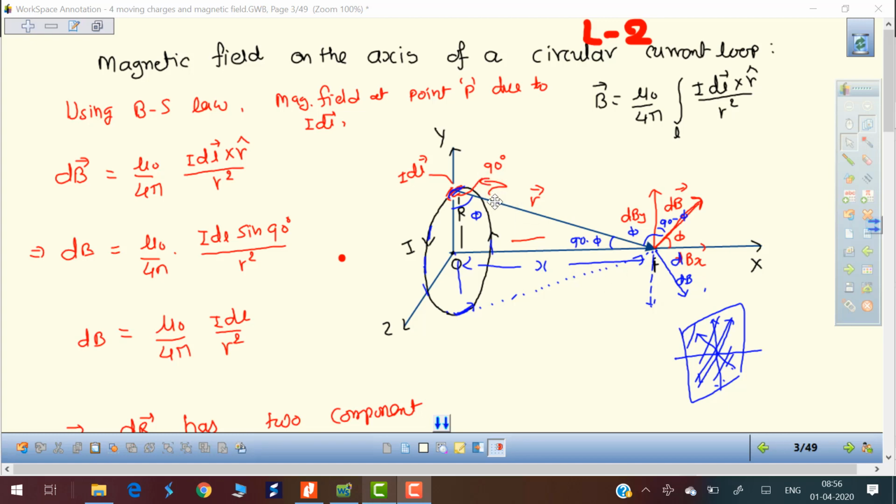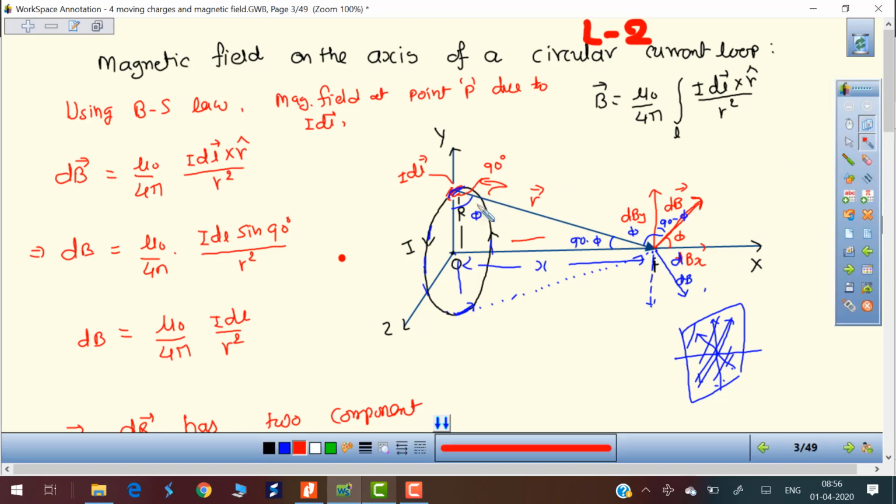Friends, in the last lecture we derived one formula. What is the magnetic field of this current loop on the axis, that is, at point P here? For that we have taken one current element, then position vector. So this is the magnetic field given by this formula using Biot-Savart law.